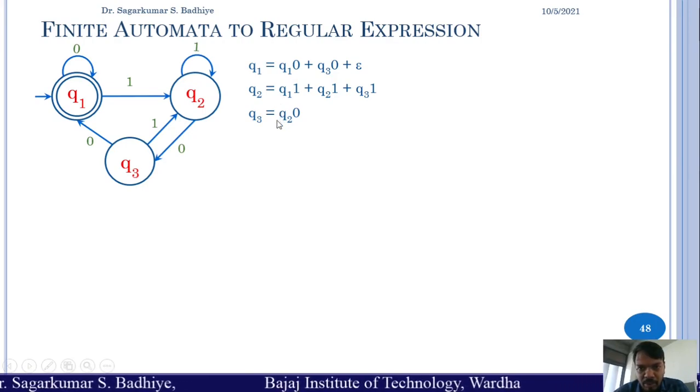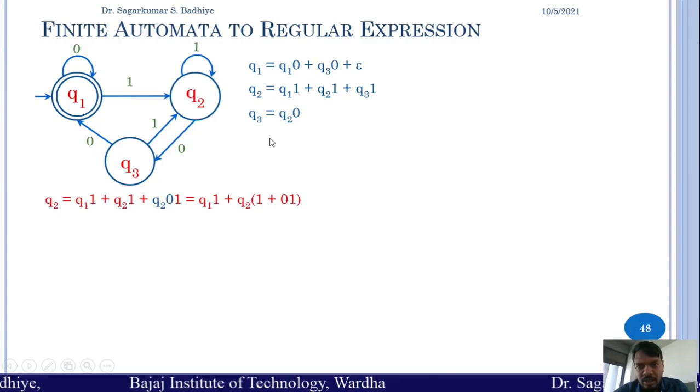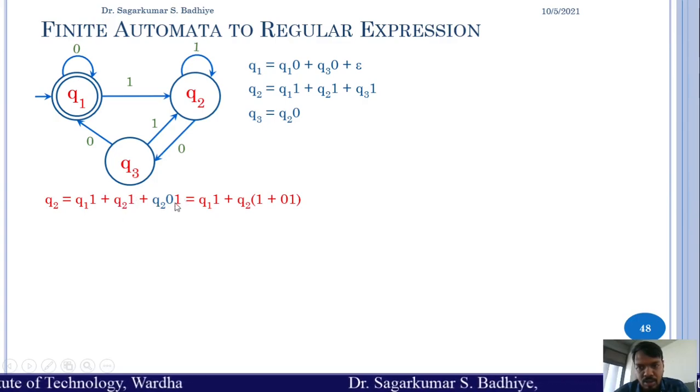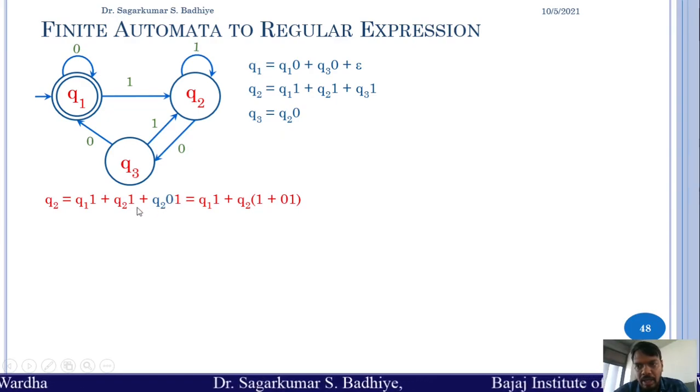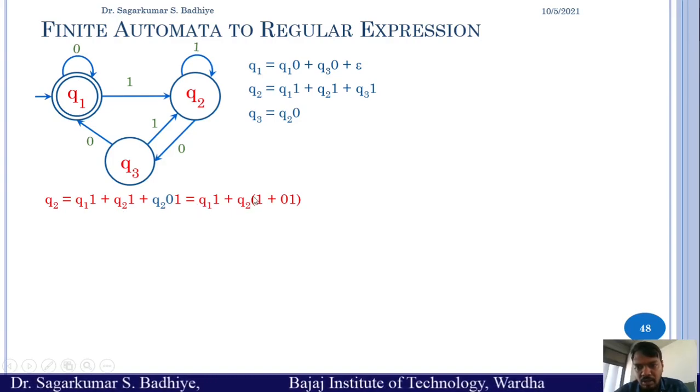So if we put q3 over here as q2 0, we get the equation as q2 equals q1 1 plus q2 1 plus q2 0 1, right? So in place of q3 we have placed q2 0. Now you can see that this q2 can be taken as common, so we get an equation as q1 1 plus q2 in bracket 1 plus 0 1, right?